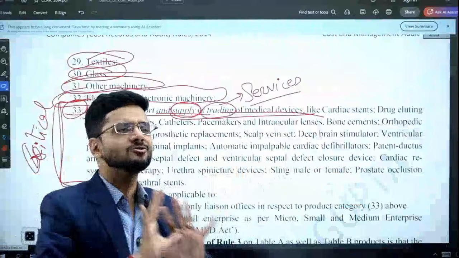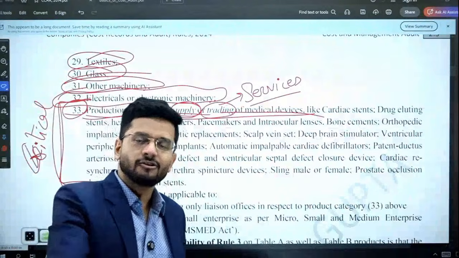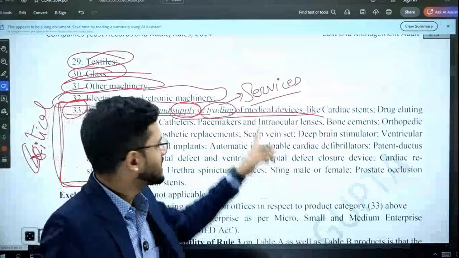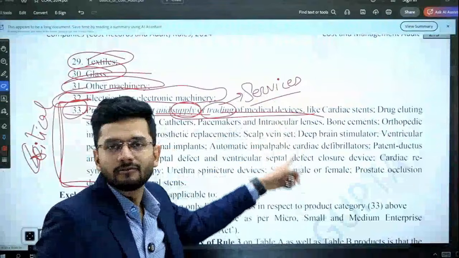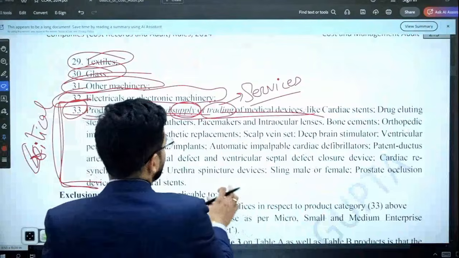And guys, we as students need no logic. This is just for your knowledge. For us, trading is also included for this category of goods. Only this category of goods, not all the goods, but only this category of goods. The trading is also included.